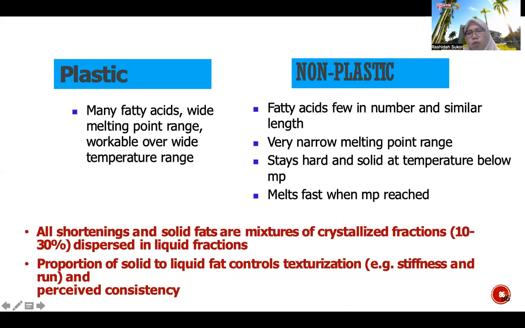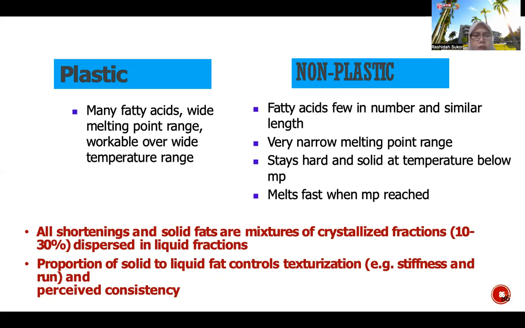Okay, for non-plastic, few fatty acids, few in number and similar length, very narrow melting point range. This one normally in food industry we don't want to have fat that has non-plastic properties. Okay, stays hard and solid at temperature below melting point and melts fast when melting point is reached. Okay, dia ada very narrow range of the plasticity or melting point. Okay, if you change the temperature a little bit, then dia akan change the properties.